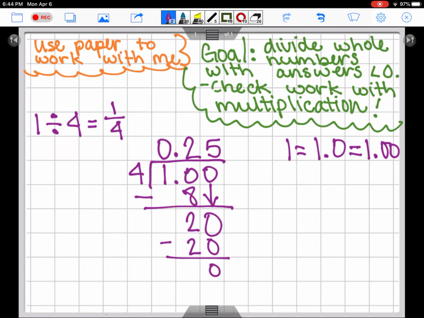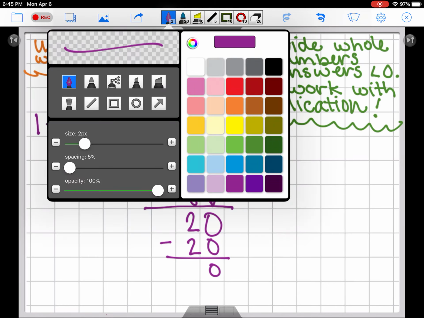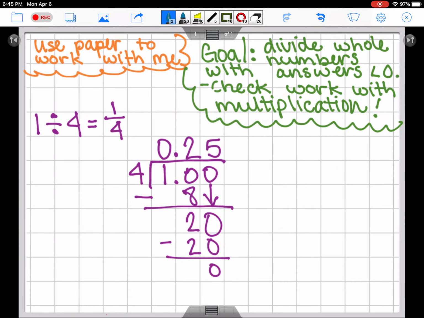Congratulations, us. We have solved this division problem, but there's something left that we need to do. Think about what we need to do. All right, if you're remembering that we must check our work, you've got it. Let's go to a different color for fun. Beautiful. Let's check our work with multiplication.